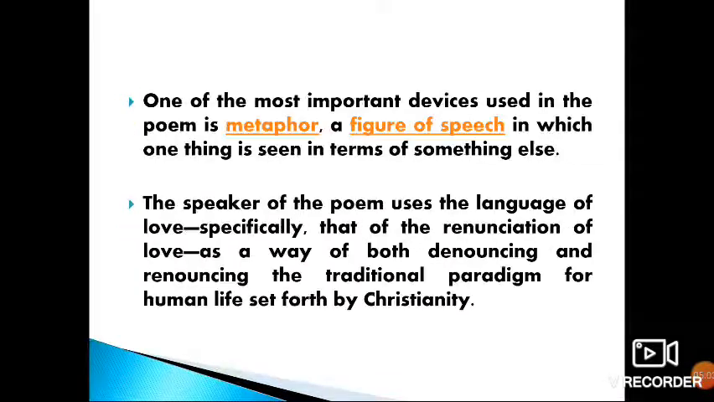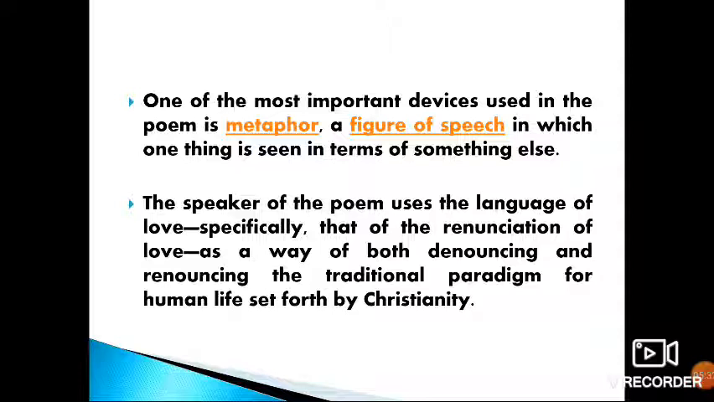And now looking at the forms and devices, we see that one of the most important devices used in the poem is metaphor. Obviously, it is a figure of speech in which one thing is seen in terms of something else. Now, specifically, that of renunciation of love as a way of both denouncing and renouncing the traditional paradigm of human life set forth by Christianity. That is what we see here.